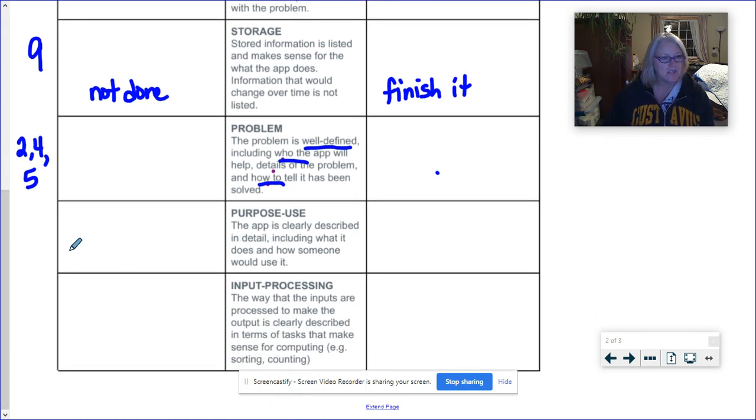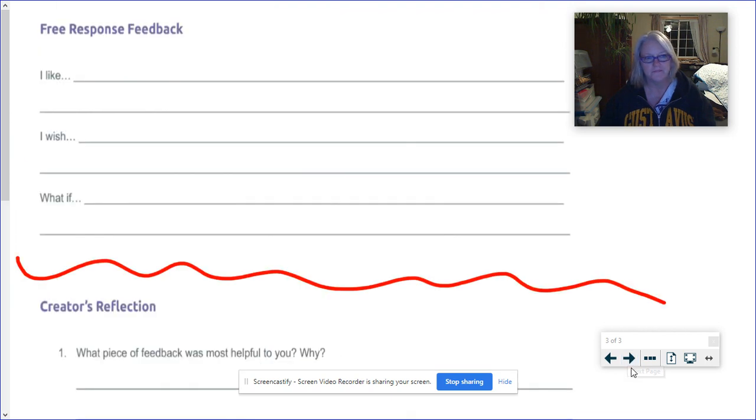The purpose and use, that should be on slide number 3. And the input, I should say, input should be on slide 6 and processing is on slide 8. Okay. So once you have gone through that, analyzed what they have so far in their slideshow and ideas for more, turn the paper over, then give some free response feedback.